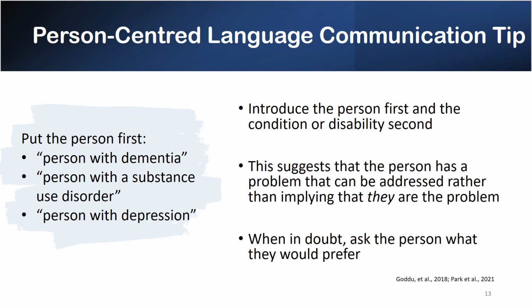Person-first language helps us to see the person rather than only the diagnosis and helps to reduce the potential for stigmatization. Introducing the person first and the condition or disability second suggests that the person has a problem that can be addressed, rather than implying that they are the problem. So instead of dementia patient or dementia victim, we would say person with dementia. Instead of substance abuser, drug addict, or drug seeker, we would say person with a substance use disorder. Instead of suffers from depression, we would say person with depression. When in doubt, ask the person what they would prefer to be used to introduce or describe them.